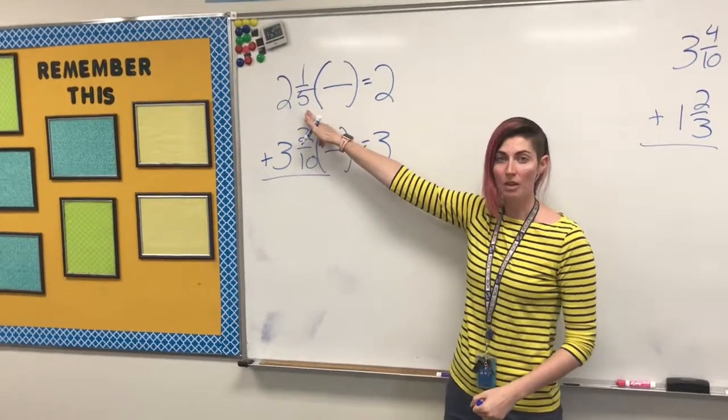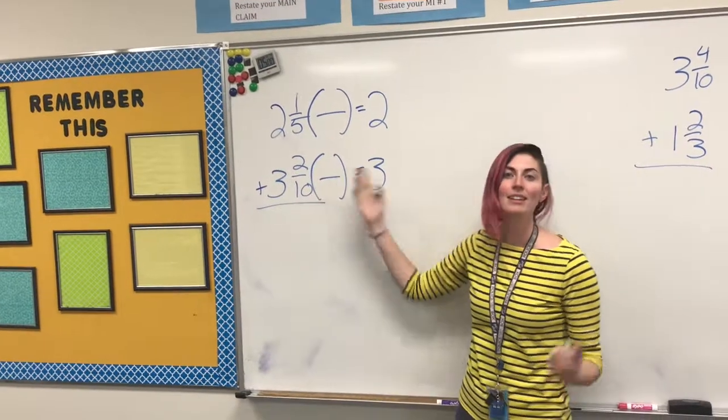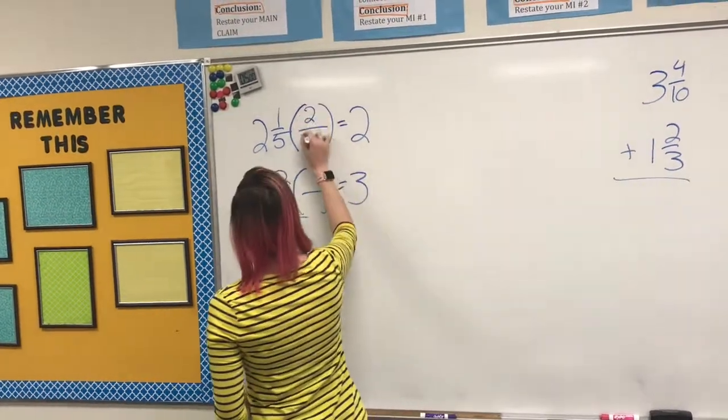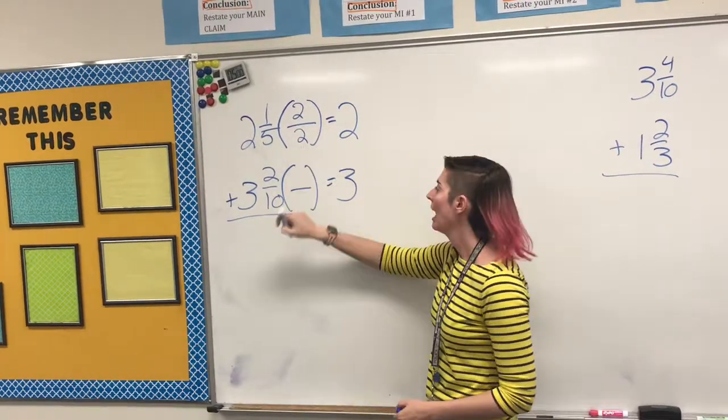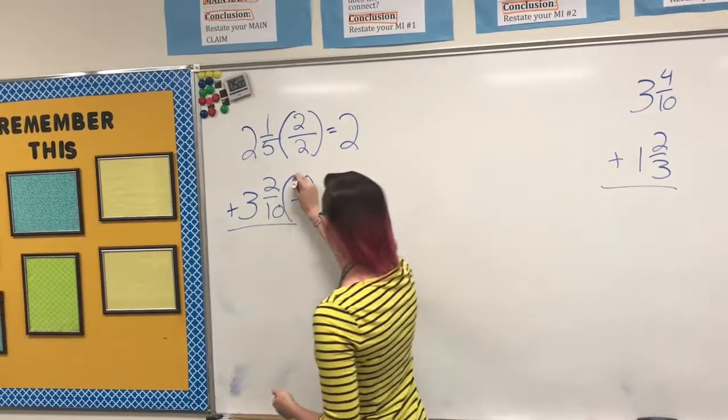We want to check to see if one denominator can fit into the other. Can we multiply 5 and turn it into 10? Yes. We can multiply 5 by 2. So the whole fraction gets multiplied by 2 over 2, and then 2/10. We don't want this denominator to change, so we multiply by 1 over 1.